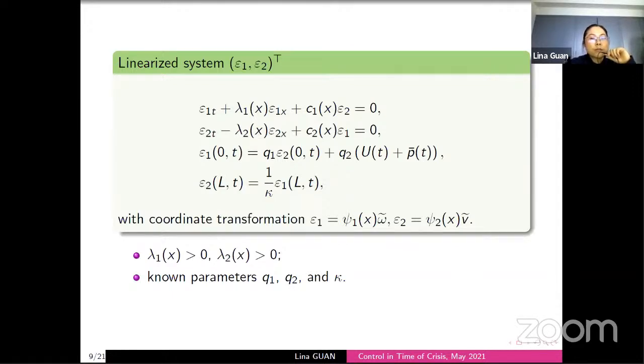Through the coordinate transformation, epsilon one is equal to psi one x omega tilde, and epsilon two is equal to psi two x with tilde. We can derive the linearized system epsilon one, epsilon two. Here lambda one and lambda two are positive, and Q1, Q2, and kappa are known parameters.